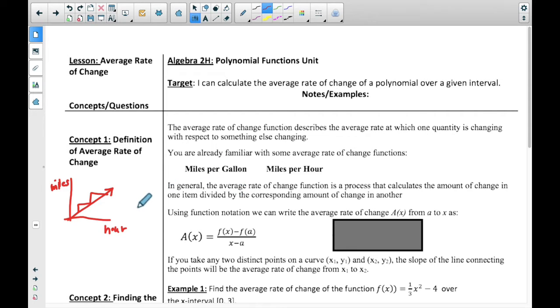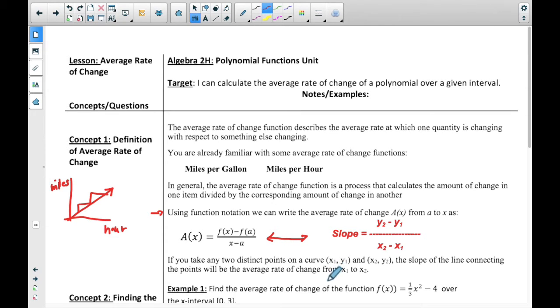So what's new in this section? Well, using function notation, we can rewrite the average rate of change, A of x, from a to x as this equation: f of x minus f of a over x minus a. As you look at that, that should look really familiar to you. Because when we talk about slope, we have y sub 2 minus y sub 1 over x sub 2 minus x sub 1. And you can see that these two equations look a lot alike.